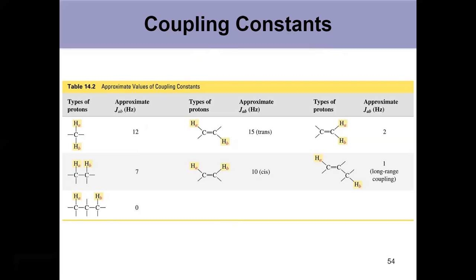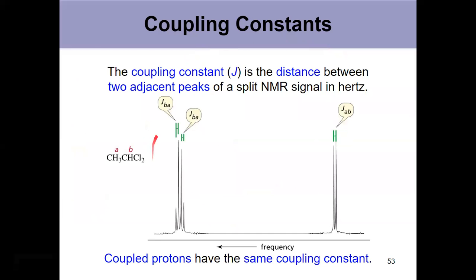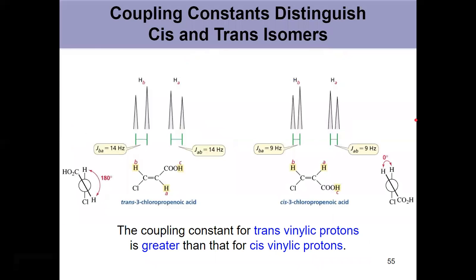Okay? I just want you to be aware of the concept, right? That the coupling constant, the value, the distance between the peaks is the same. That's what we're seeing here. That's how we identify protons that are coupled to one another. And that's valuable because it can do things like distinguish if we've got cis or trans isomers.